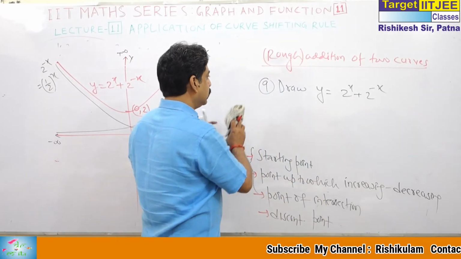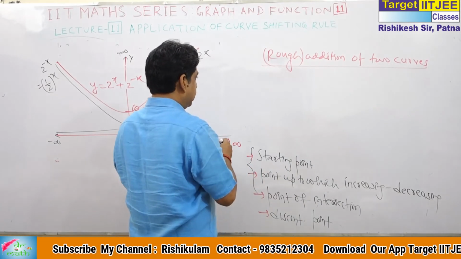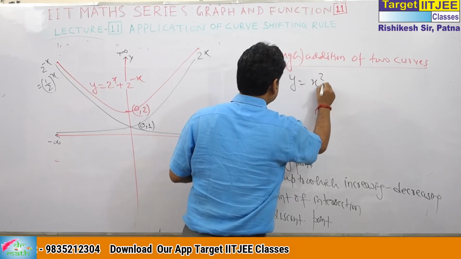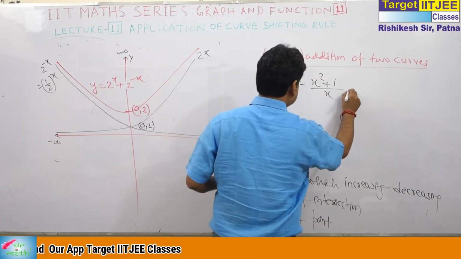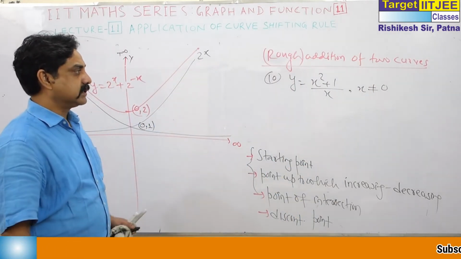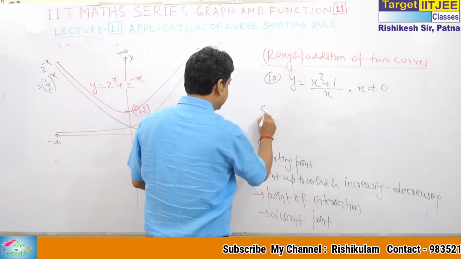Let me do the next one. Suppose I do it like this. Number 10: y is equal to x square plus 1 by x. Obviously x is not equal to 0. Suppose we have to draw this. How will we do it? We will do it like this.